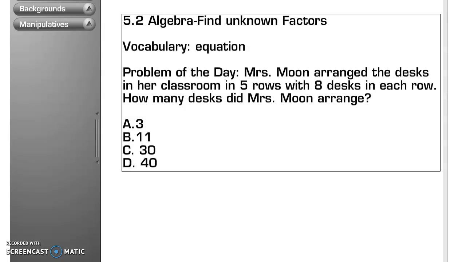Today is lesson 5.2 Algebra, Find Unknown Factors. Our vocabulary term today is equation. An equation is a number sentence that uses the equal sign to show that two amounts are equal.